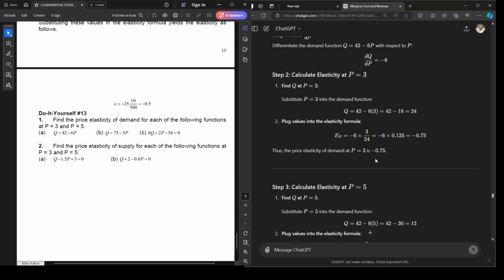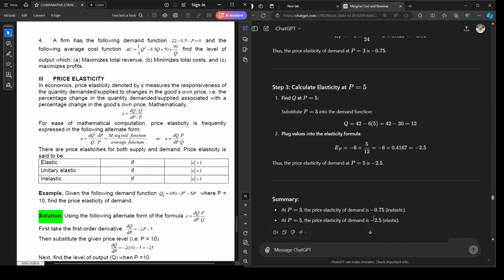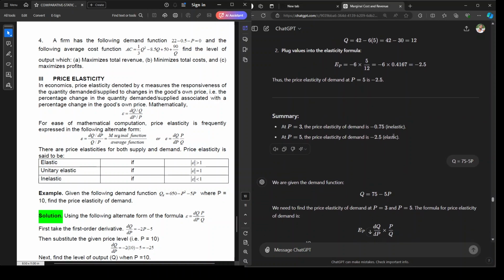Maybe what is important to note is that whenever Ep is less than 1, that means it is inelastic. Whenever Ep is equal to 1, it is unitary. Whenever Ep is greater than 1, it is elastic. That is also important. That's what this conclusion is.